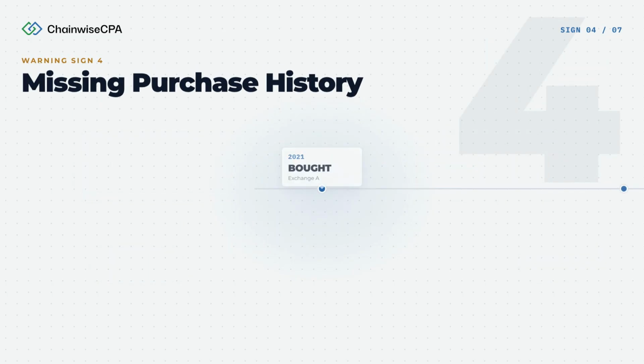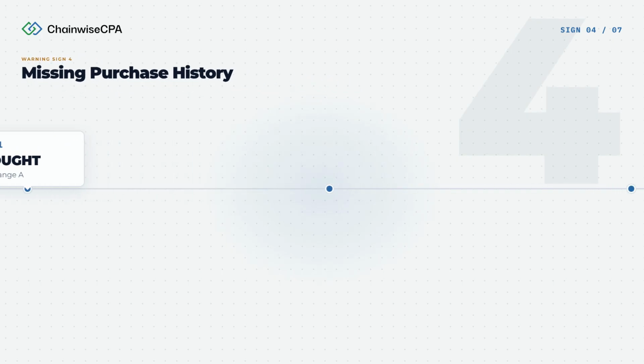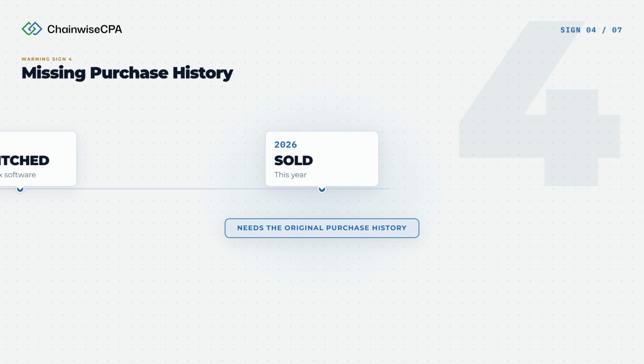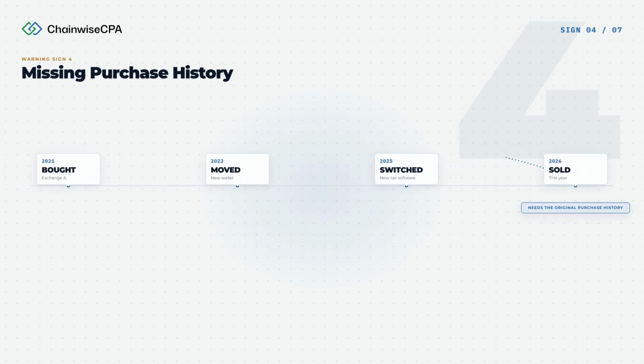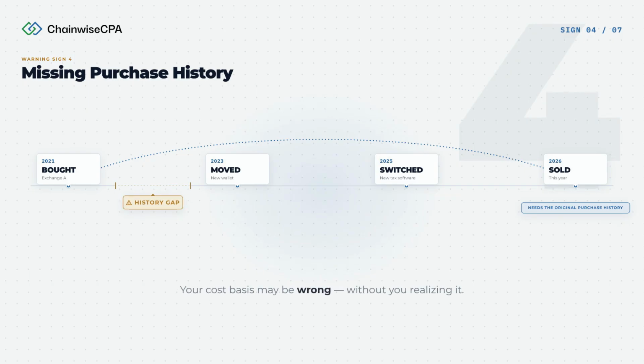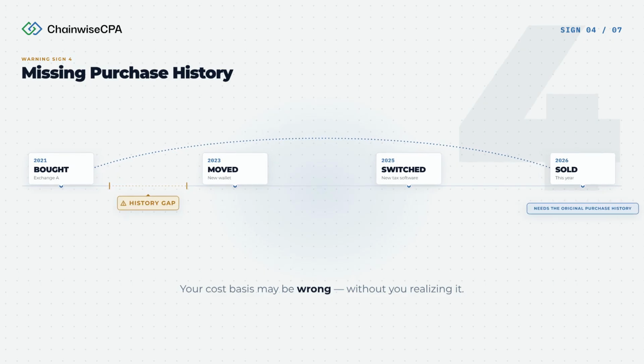Another situation that deserves extra attention is when you've changed exchanges, wallets, or crypto tax software over the years. Many investors think they only need this year's transactions. But if you sell crypto you bought several years ago, the software still needs the original purchase history. When part of that history is missing, your cost basis may be wrong without you realizing it.